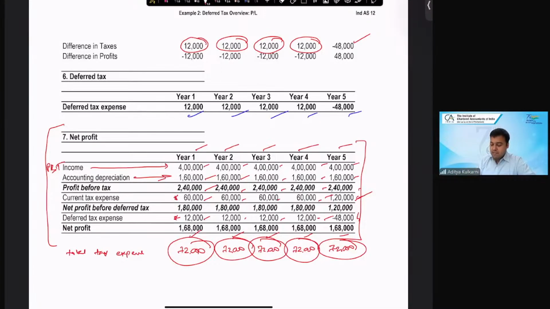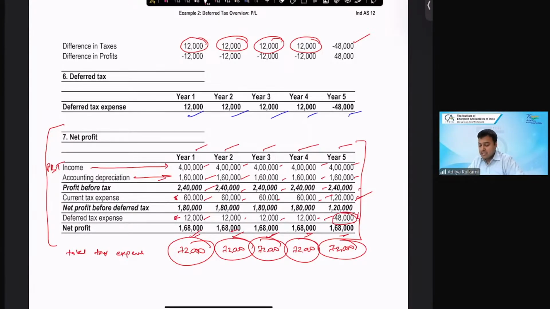Current tax expense, same thing, 60, 60, 60, 60, and finally 1,20,000. Deferred tax expense, year 1, 2, 3, 4, I am only postponing it. That means I am incurring, but I am postponing. So 12,000 each will be your deferred tax expense. Yes or no? Yes, sir. And that is getting reversed in the last year. So ultimately, your net profit after tax will be 1,68,000. Yes or no? Yes, sir.